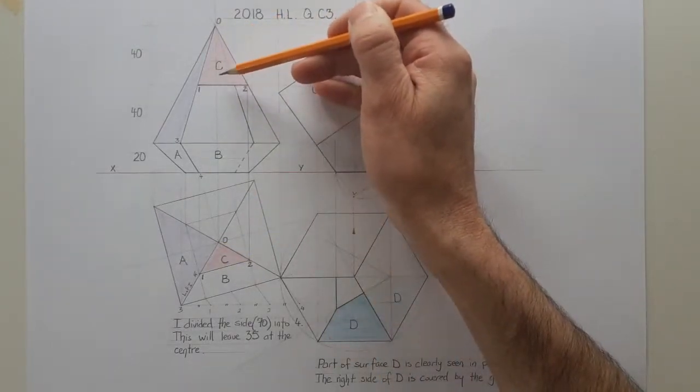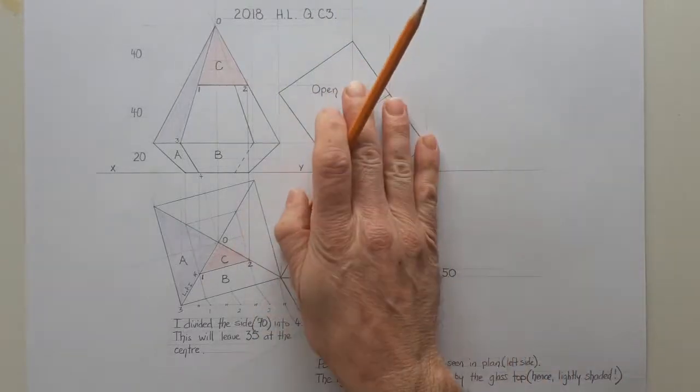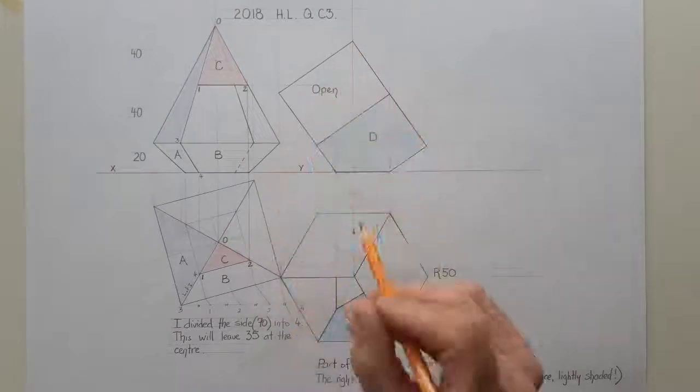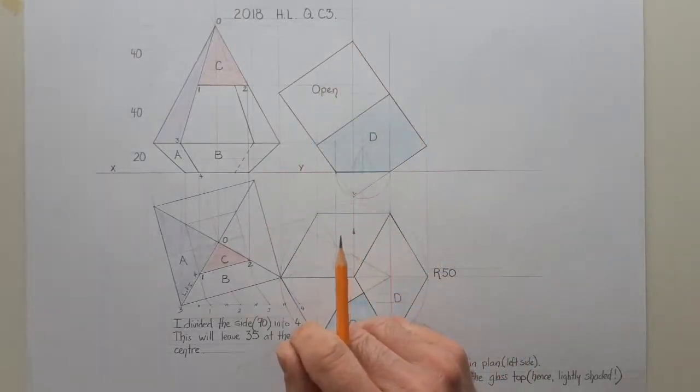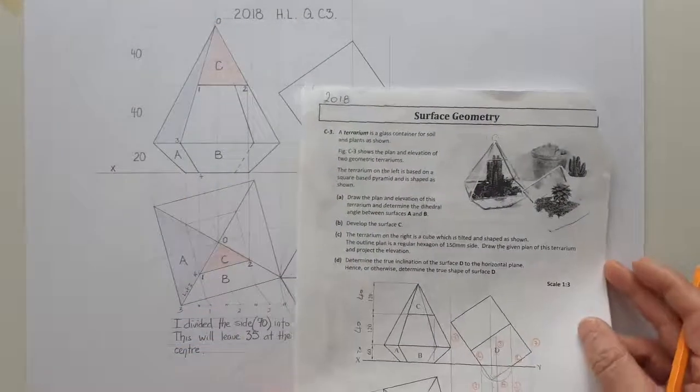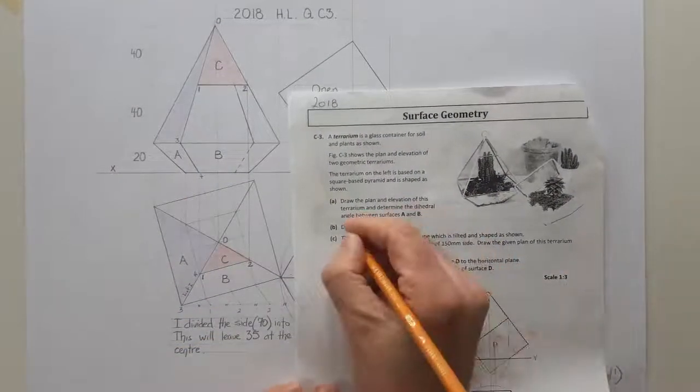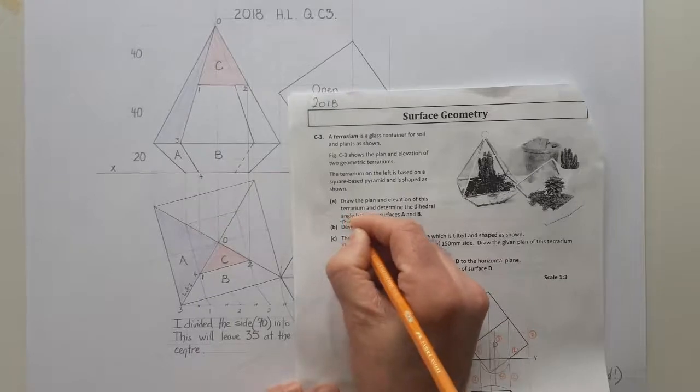So ignoring this part for the moment. If I was to look at part B of the question, it says develop the surface C. The minute I see develop written, develop is basically true shape.